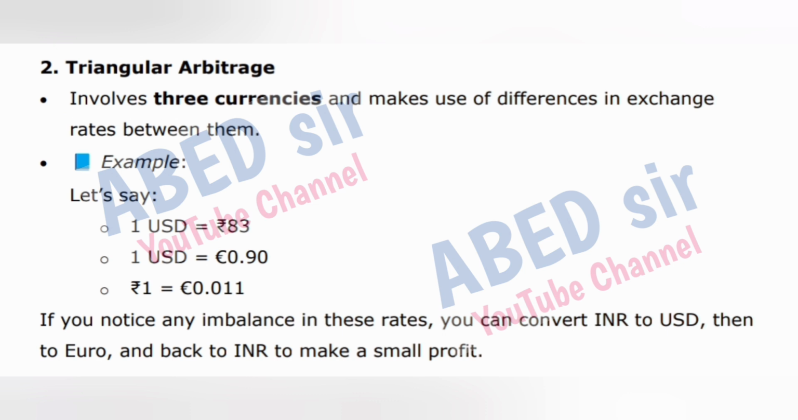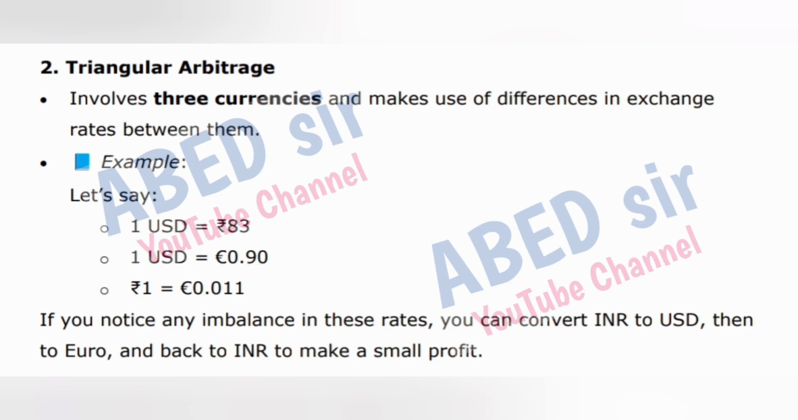2. Triangular arbitrage, involves 3 currencies and makes use of differences in exchange rates between them. Example, let's say $1 is equal to 83 rupees.